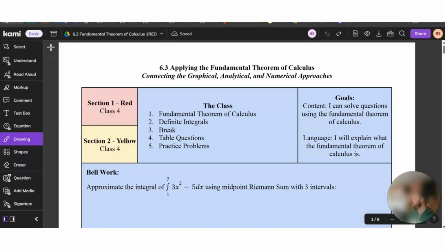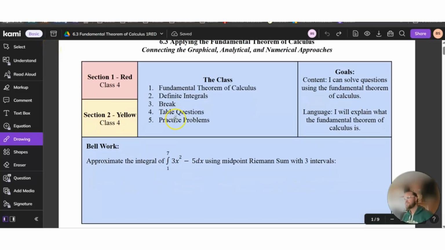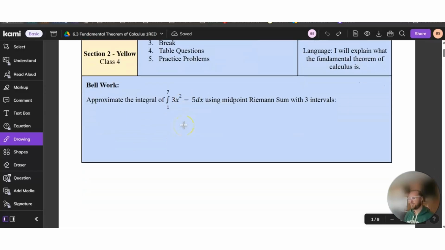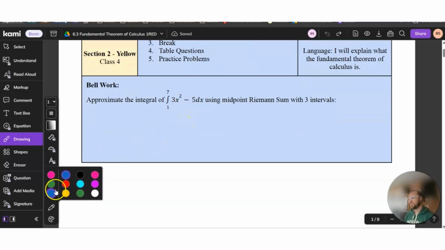We're going to do the fundamental theorem of calculus. All right, we're going to start off with our bell work because apparently we don't remember how to do it in this class.